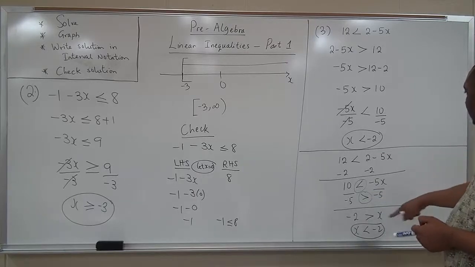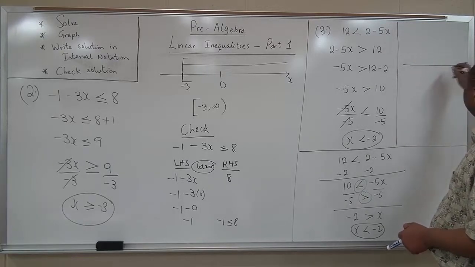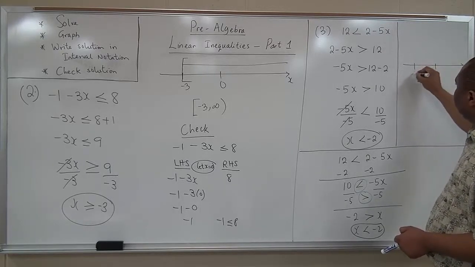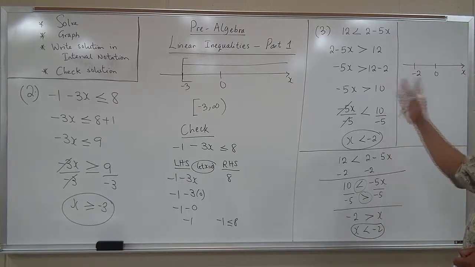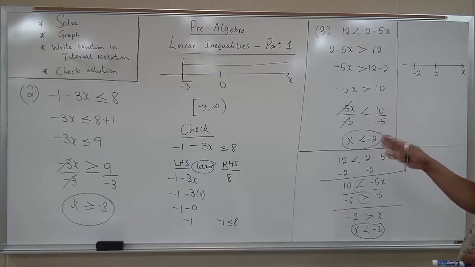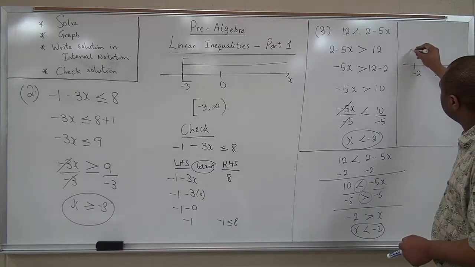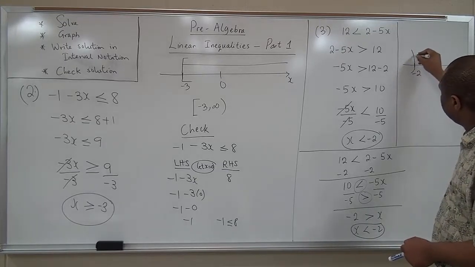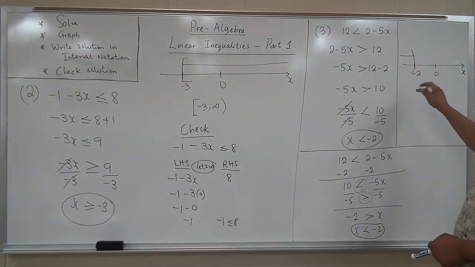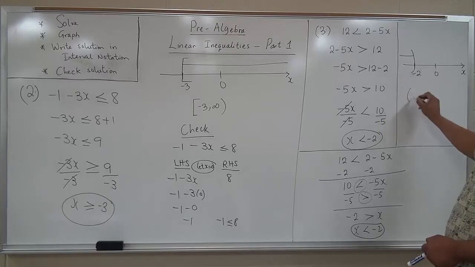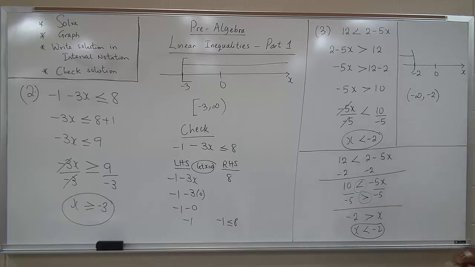So assuming we graph this, we will have something like this. We have 0 here, we have negative 2 here. This is an open interval going left. You see that? And what will be the solution set? It will be negative infinity to negative 2, and this is open. This will be the solution set.